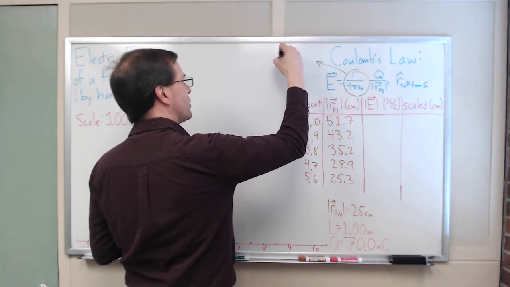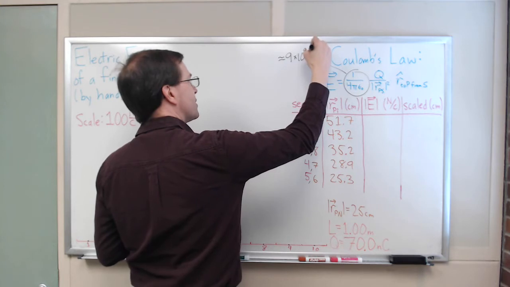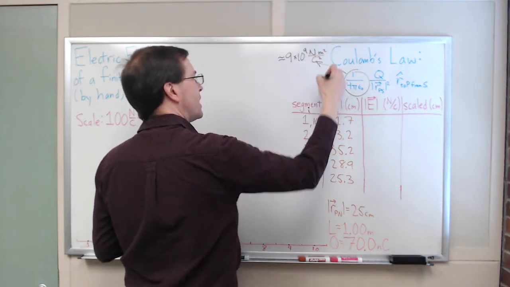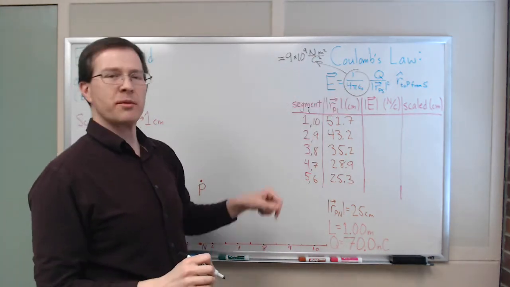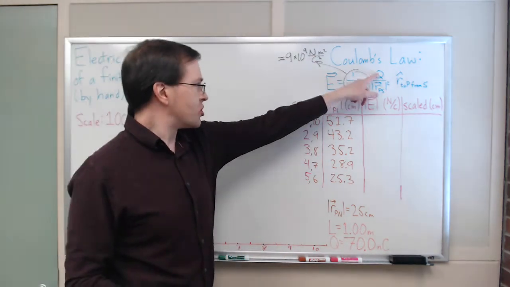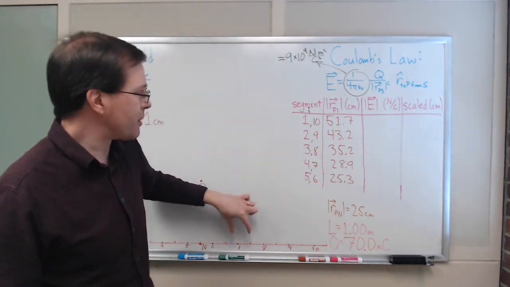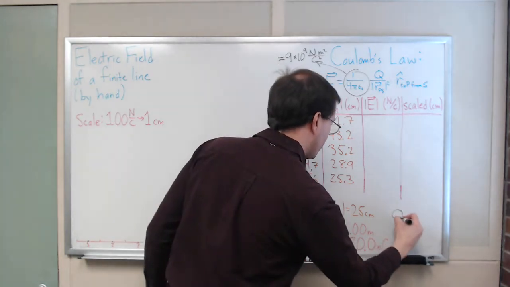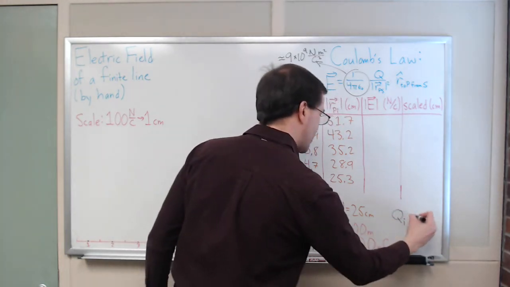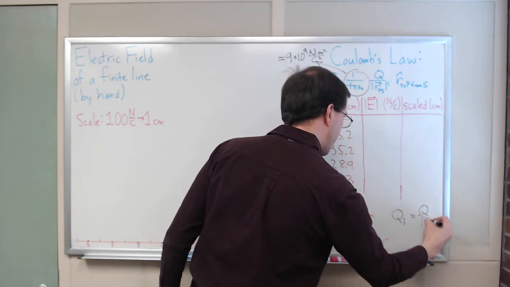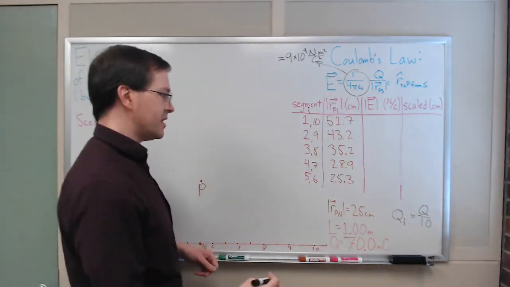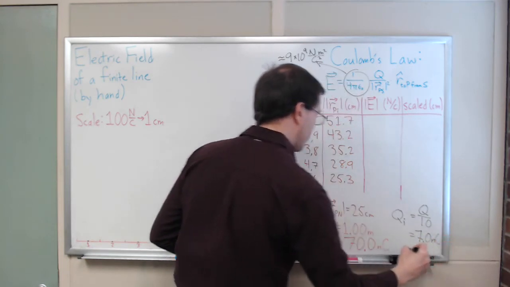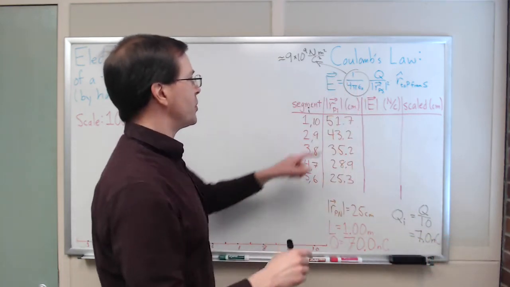We can do it's about 9 times 10 to the 9th newton meter squared per coulomb squared. That's our 1/4 pi epsilon naught factor. Q, the charge, is the charge on each one of these separate pieces. So for us, that Q, I could say Q sub i, the ith Q, is going to be total charge divided by 10, divided by our 10 segments. And so as I said before, that is 7 nanocoulombs, 7.00 even. So we know what that number is.